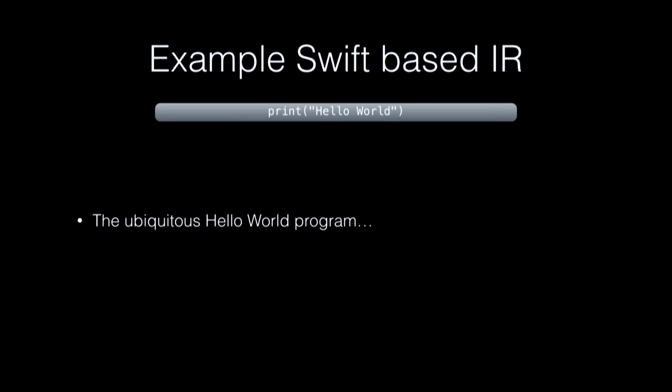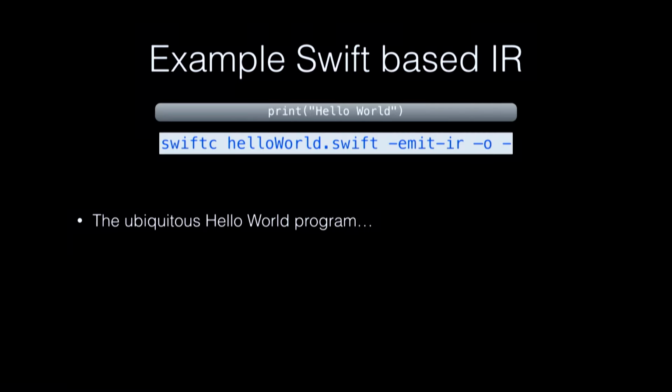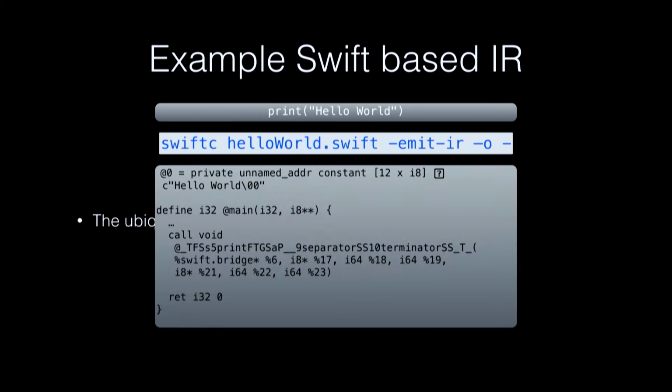So here's what it looks like in Swift. We've got print hello world instead, a slightly different name, but it still works the same way. We do a swiftc with hello world.swift emit IR. And emit IR is the thing that will then print out the IR code for your particular function. And this is what it looks like. So at the top, we've got hello world, null terminated. Hey, it is C after all under the covers. Define at main, I32, I8 star star. So I8 star star is the char star star that you would see in a main function.